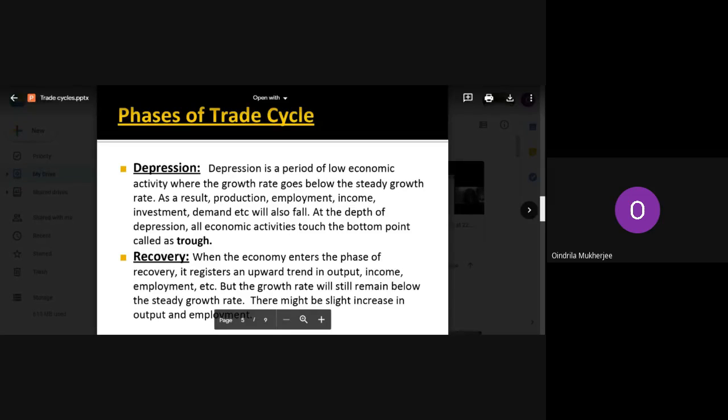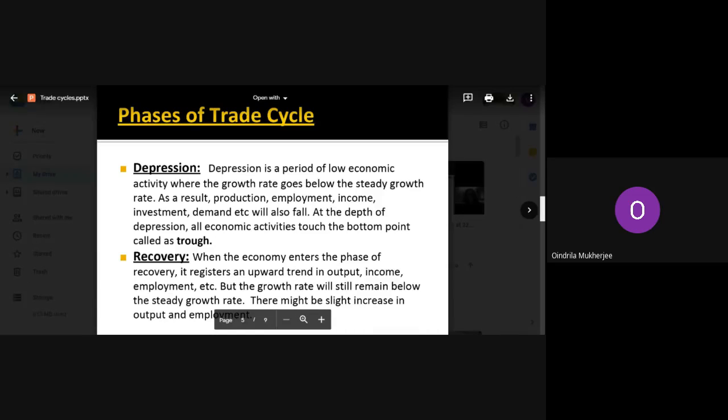That curve which you can see in the business cycle slightly improves. It slightly goes upwards, okay, in case of recovery. And very slow growth will happen in recovery. There will be a slight increase in production, a slight increase in output, in the sense that is productivity. There will be a slight increase in employment, like a few employment opportunities will be created in the economy. Okay, there will be a slight increase in income.